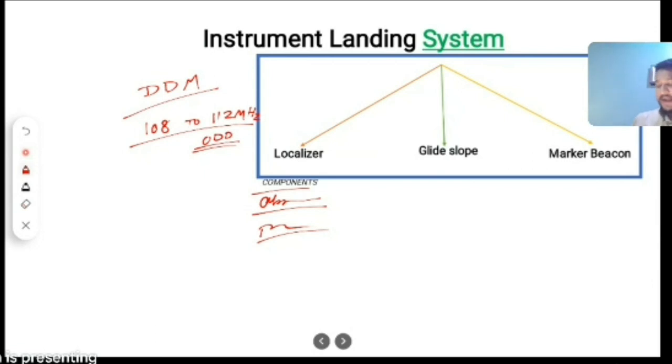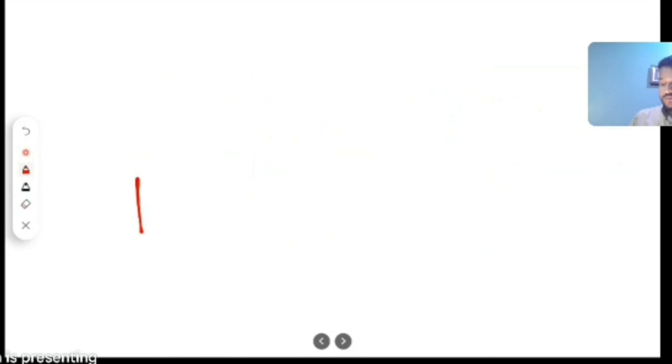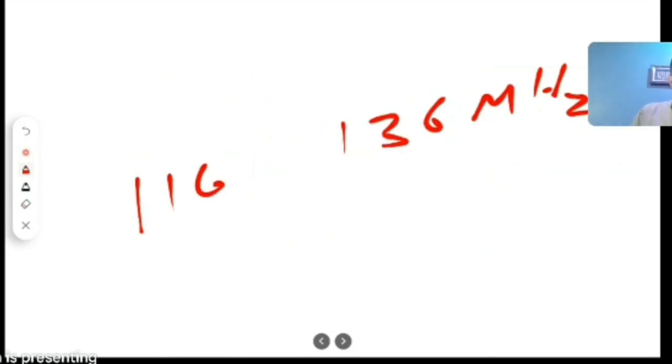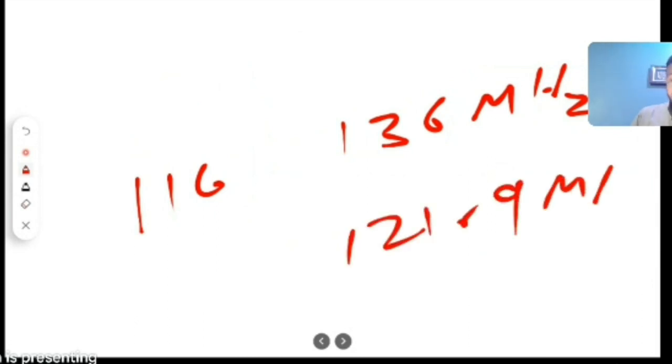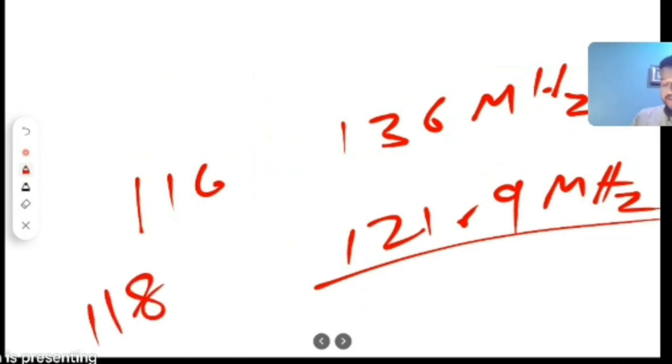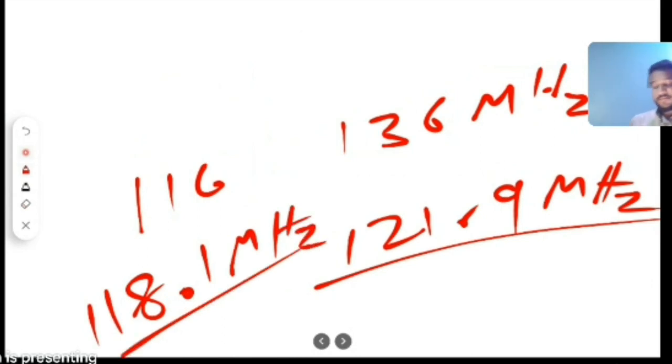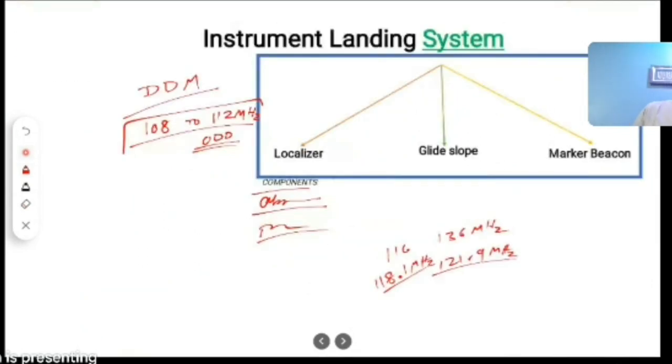it is a band actually. Like you saw, communication is 116 to 136 megahertz. If you want to contact Delhi ground, it is 121.9 megahertz, right? If you want to contact Delhi tower, 118.1 megahertz. So for ILS there are values 108 to 112. Any value should be within that band, not below or above that. Absolutely, within that value.